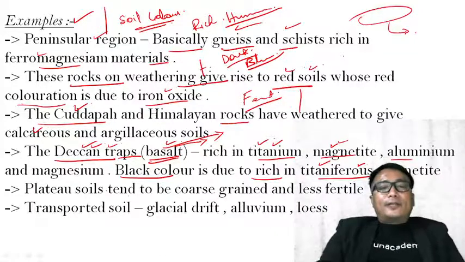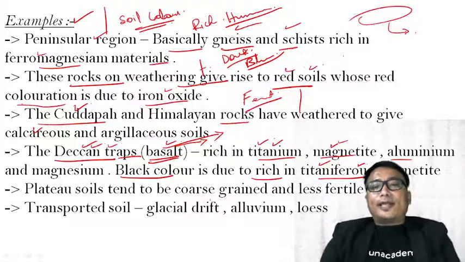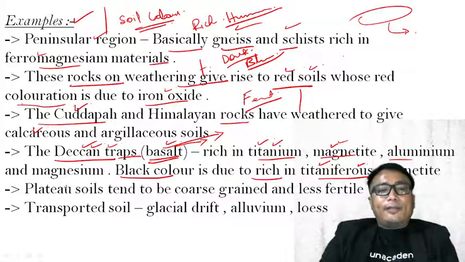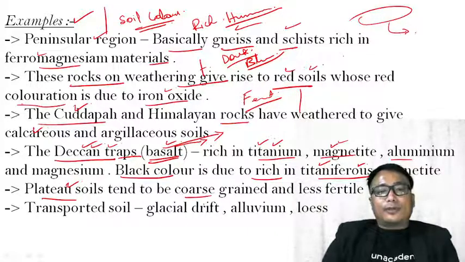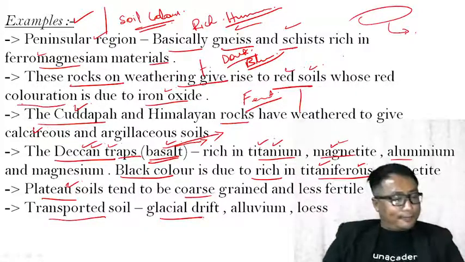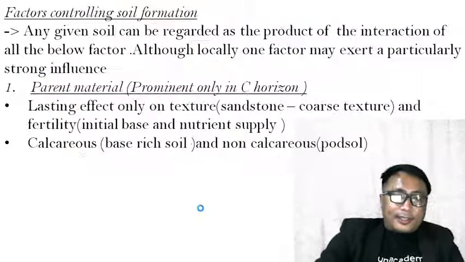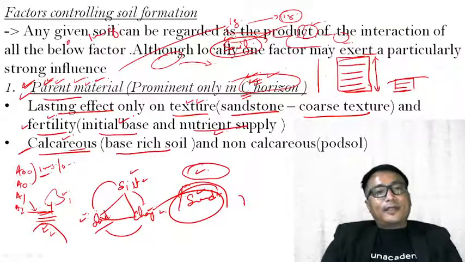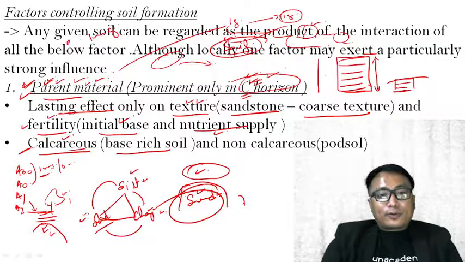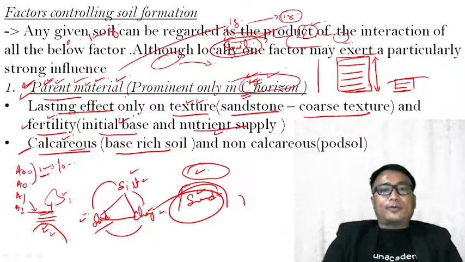also the texture. Plateau soil tends to be coarse grained and less fertile. Why? In the plateau soil, in general, in the Deccan plateau, soils tend to be coarse grained and less fertile. Transported soil, that is glacial drift, alluvium, loess, etc. Clear? This is the reason. Parent material, the influence, is one of the factors controlling the soil forming processes: the parent rock.